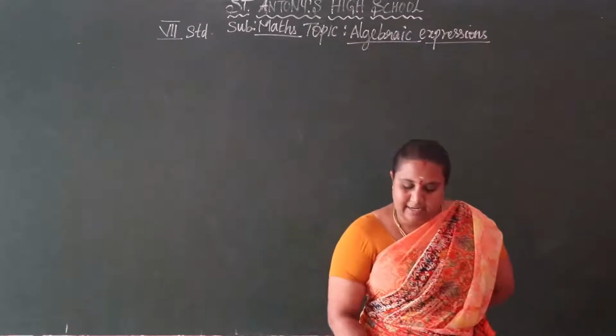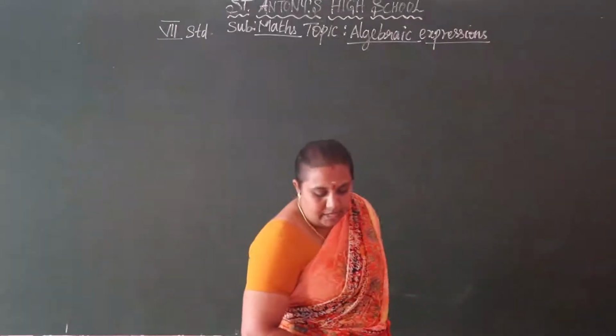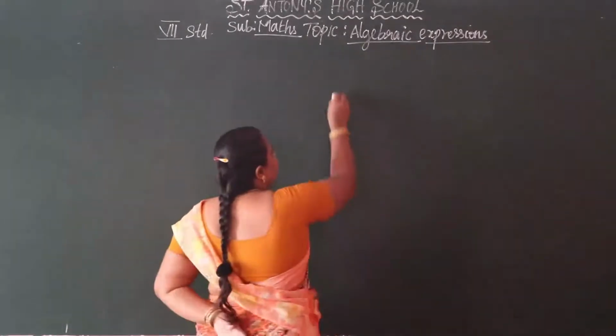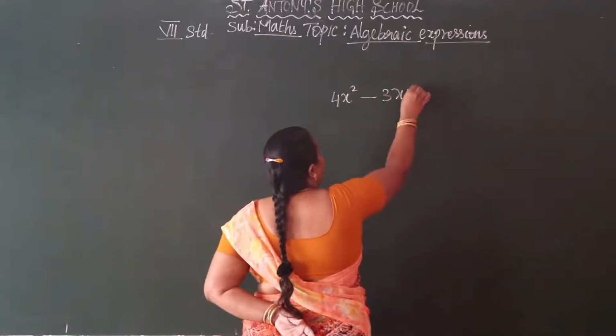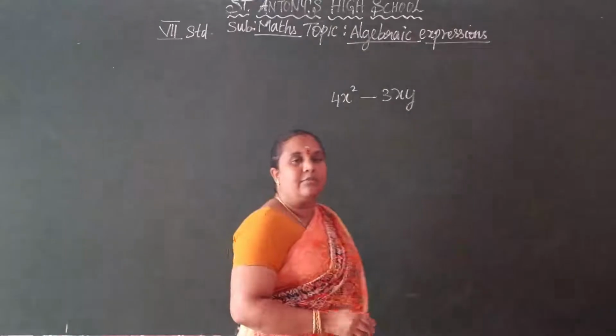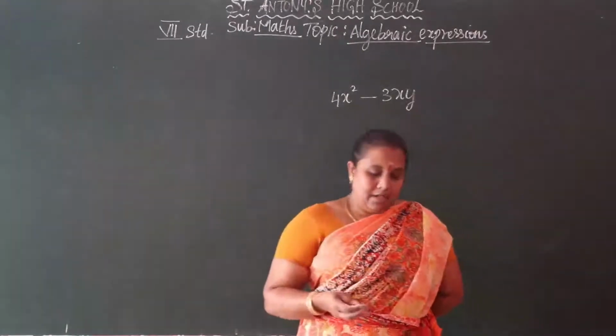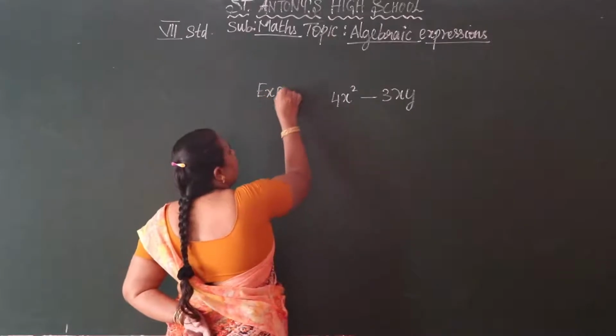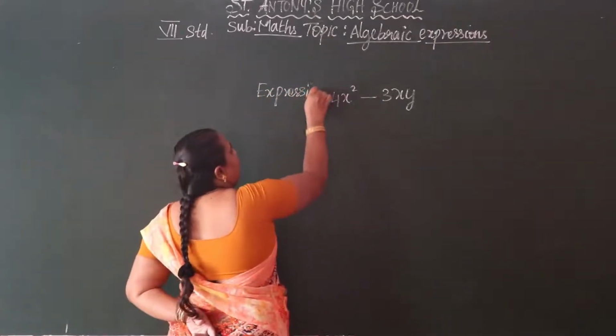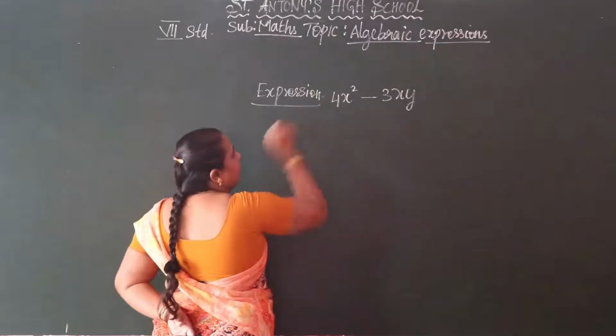Let us take an example: 4x square minus 3xy. Here we have two terms. This is an algebraic expression.